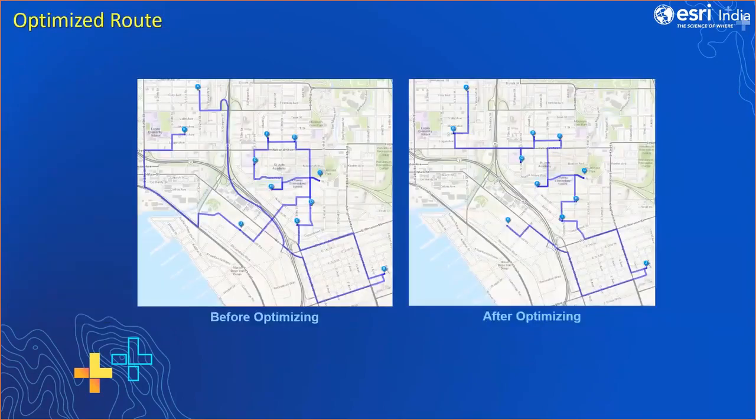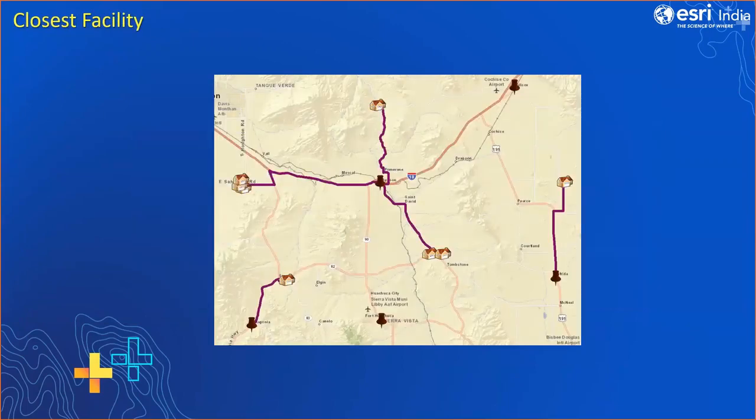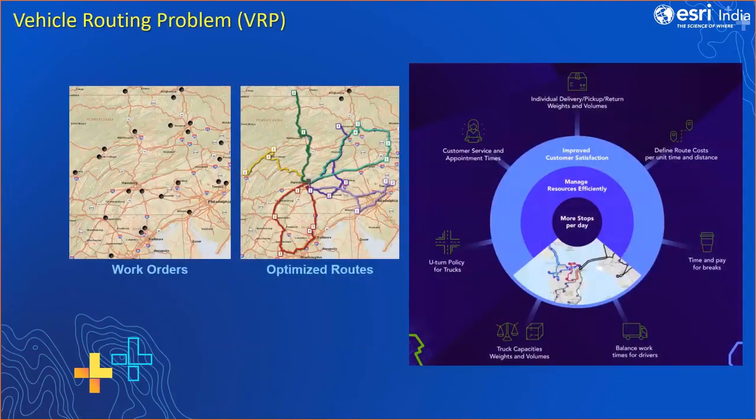So this is an example of how optimization is done. In order to save money on fuel and to save your personal time, it is essential to have an optimized route. When you use this optimized route analysis, you can minimize your cost and improve efficiency. And this is another example of closest facility, where we have marked the nearest department store or pharmacy for each of these residential buildings. This is an example of a vehicle routing problem.